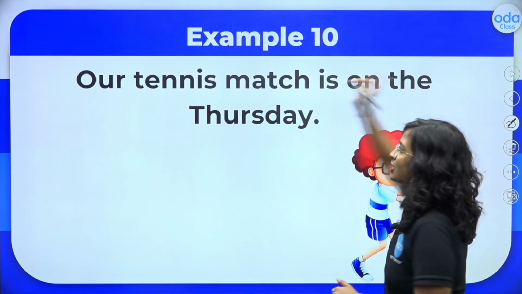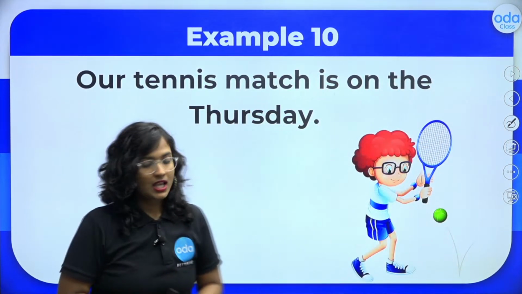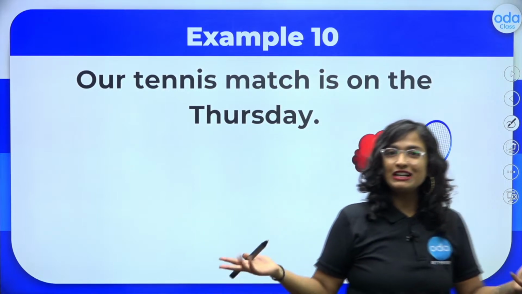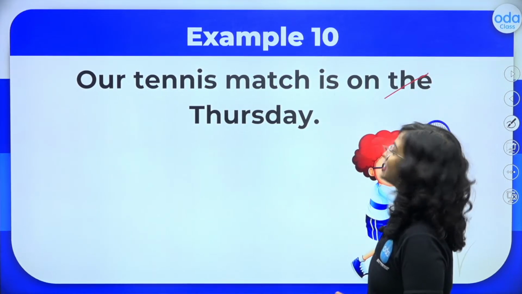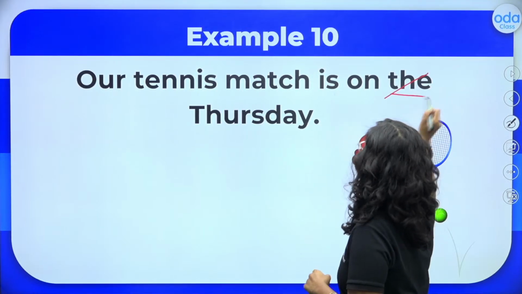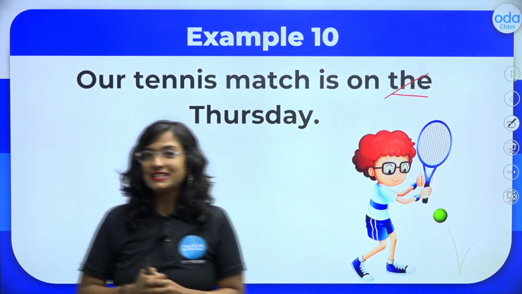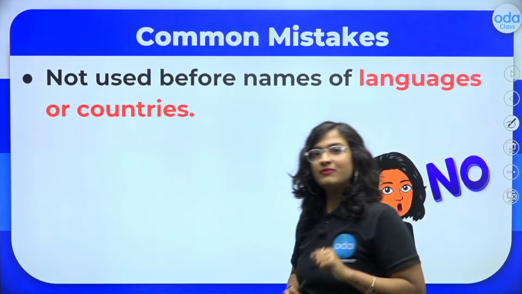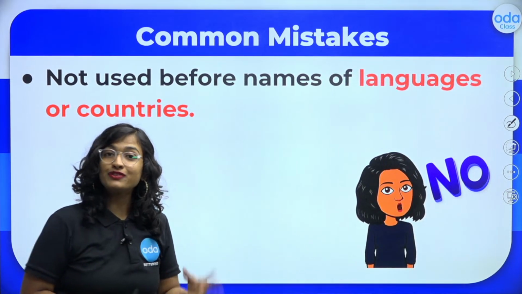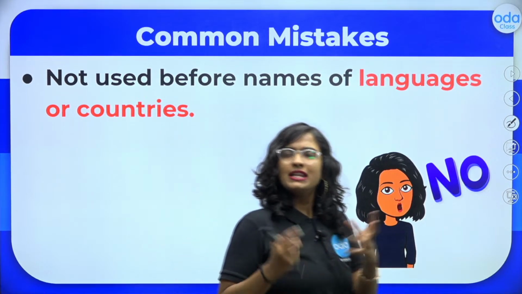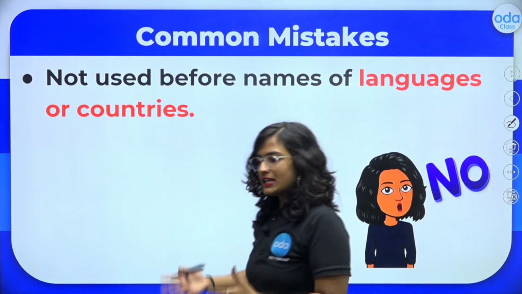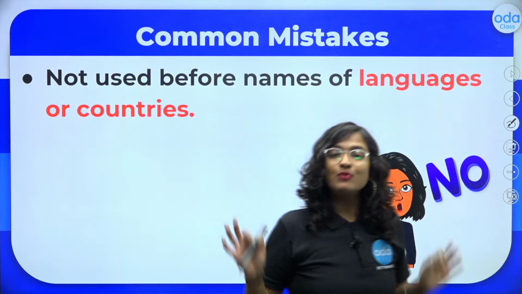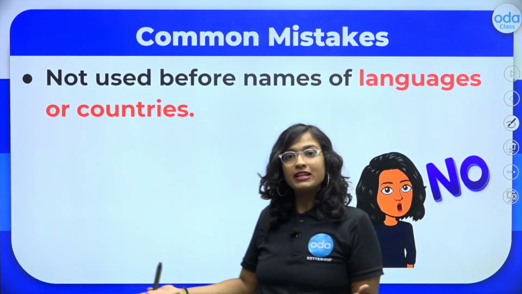Similarly, tell me here, students, what is the mistake in this sentence? Our tennis match is on the Thursday. Now here, students, of course, the mistake is this article the, because we do not use our article the before names of days. Moving on, kids, the next place where we should not use the is before names of languages and names of countries. Okay, so let's take an example. Beijing is the capital of China, right? I will not say the China. I will simply say Beijing is the capital of China.